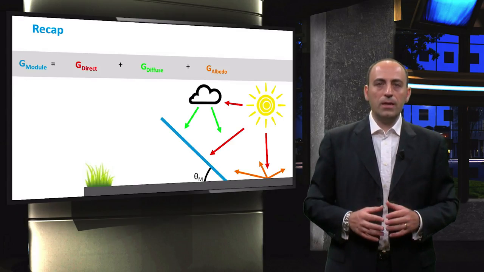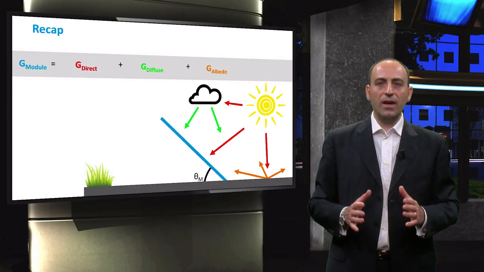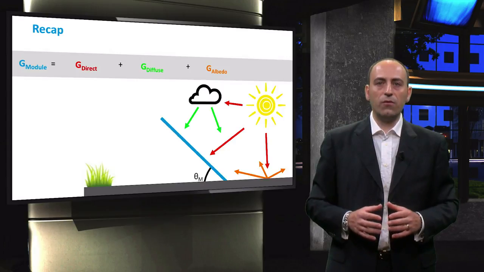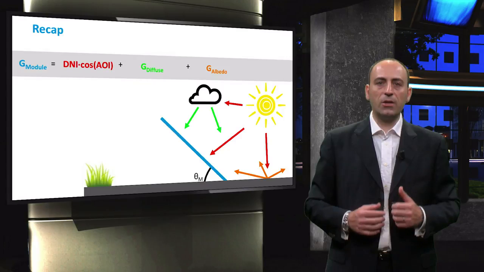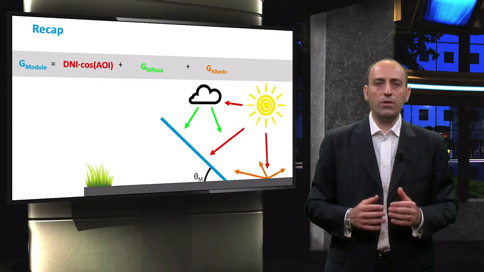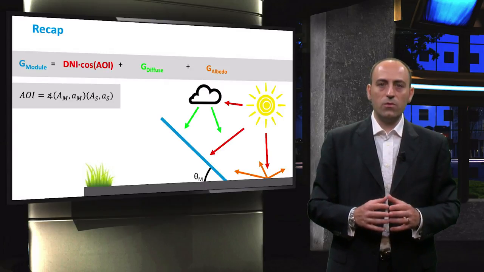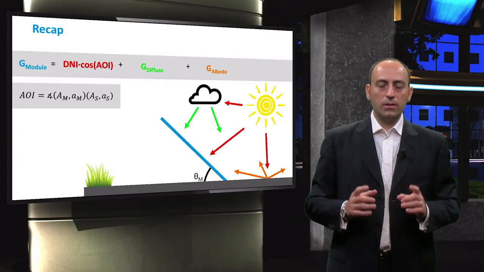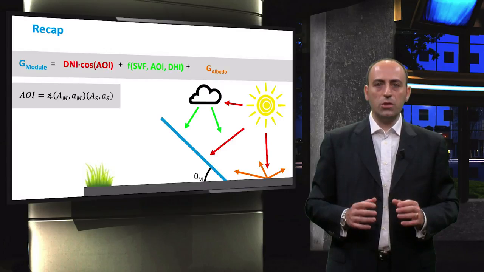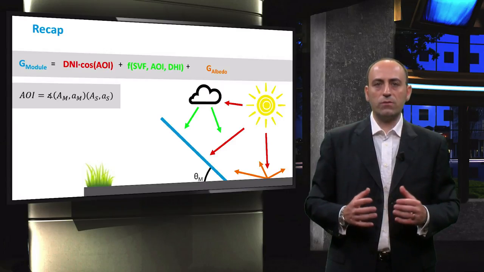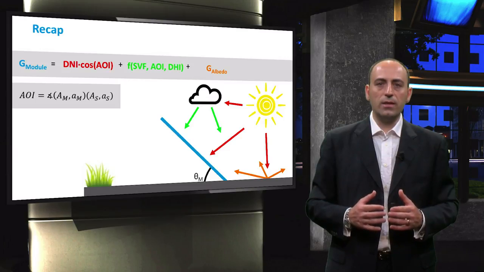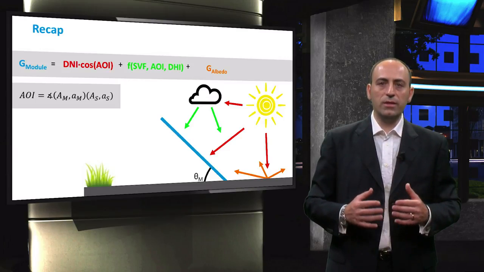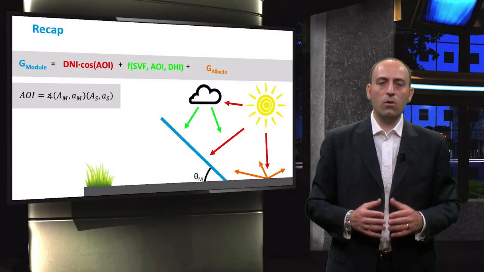To recap, let's go back to this sketch. We divided the irradiance incident on the surface of a module into three components. The direct irradiance can be calculated by multiplying the direct normal irradiance by the cosine of the angle of incidence. The latter was derived using trigonometry. The second component is the diffuse irradiance, which depends on your choice of sky model and the available measurements. Generally, the diffuse irradiance is a function of the sky view factor, the DHI, and again, the angle of incidence.